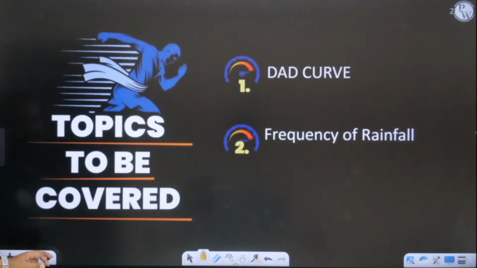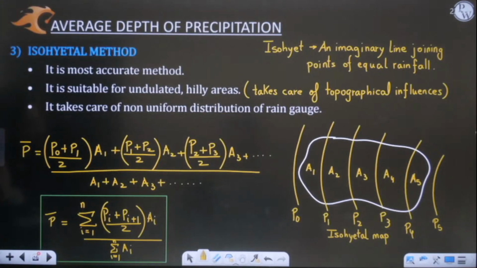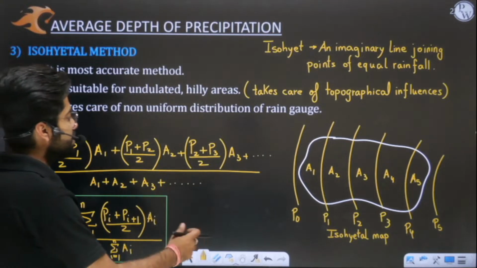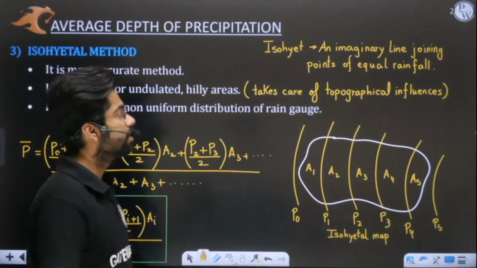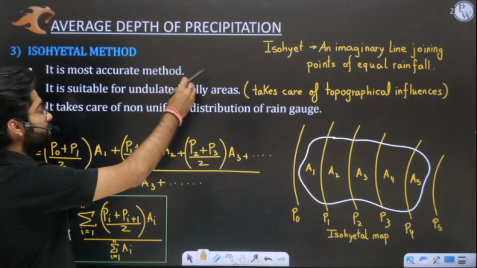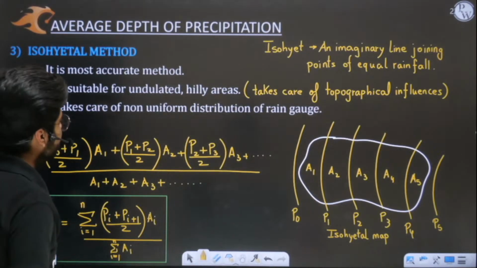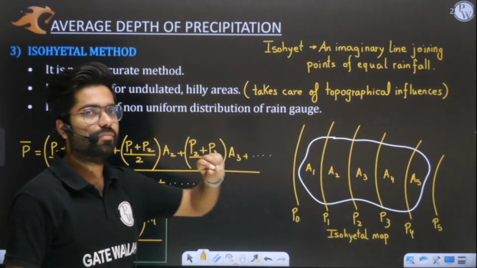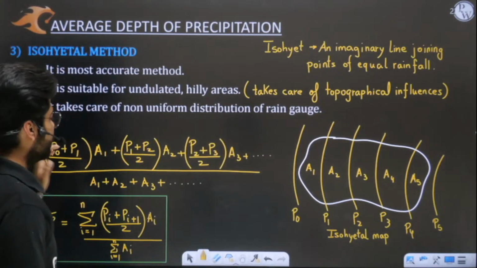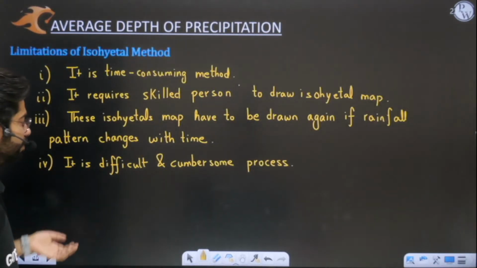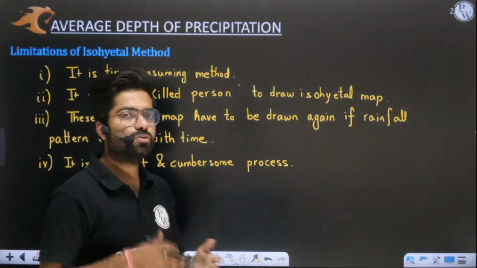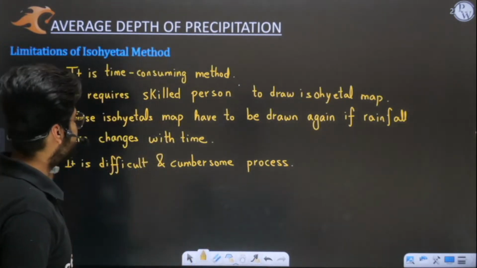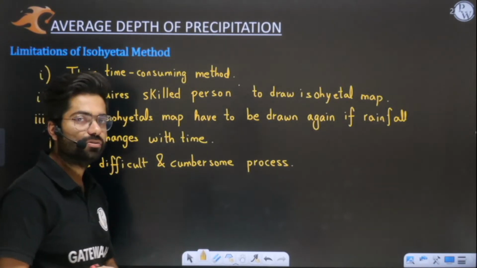Then in the last class we have discussed isohyetal method. Isohyetal method has certain advantages. It takes care of topographical influences and also when your rain gauge distribution is non-uniform. This is the best one, but the problem is that it takes time. Drawing such kind of isohyetal map is not easy. So it is a time consuming method.